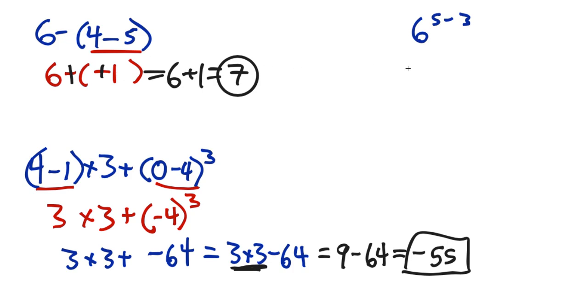Now this last example, 6 to the 5 minus 3. Well, remember, the only thing going on here is really the exponent. So we have to simplify the exponent. 5 minus 3 is going to simplify to 2. So it's 6 to the 2, which is also called 6 squared, which is 6 times 6, which happens to be 36, and we're done.